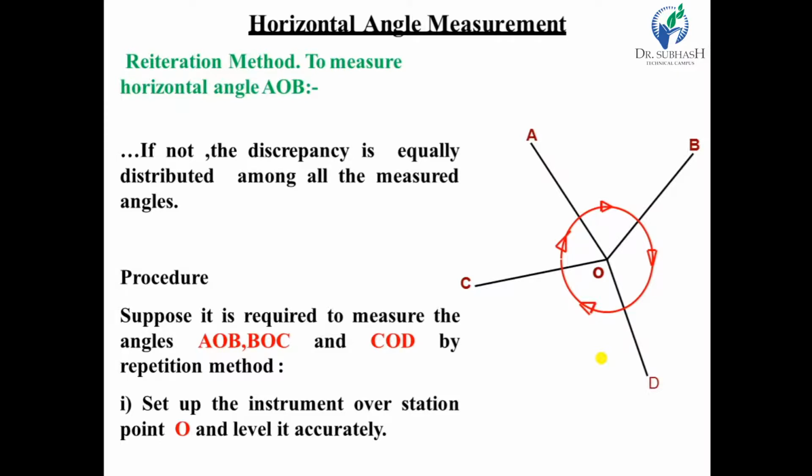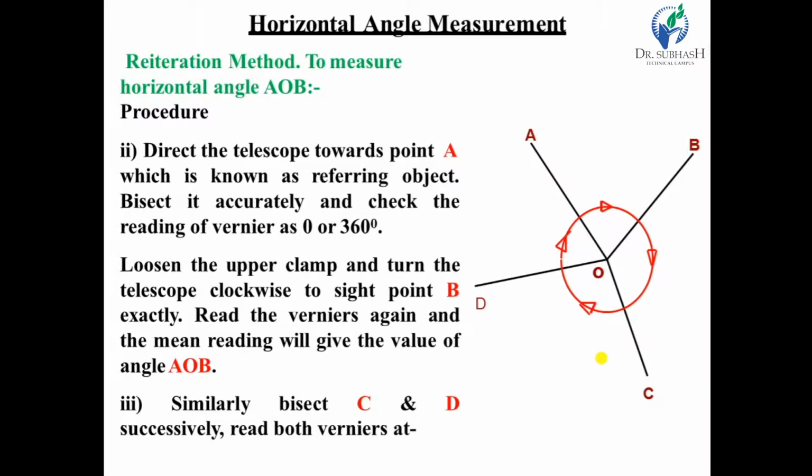For using the reiteration method, we are required to measure the angles AOB, BOC, COD. For that, we have to set up the instrument at O and level it properly. After that, we direct the telescope towards point A, which is known as the referring object. Bisect it accurately and set the vernier reading to 0 or 360 degrees. Loosen the upper clamp and turn the telescope clockwise to sight point B. Read the vernier again and the mean reading will give the value of angle AOB.